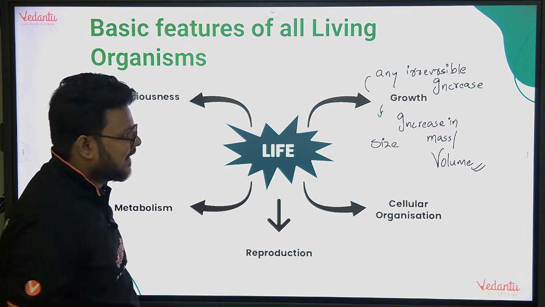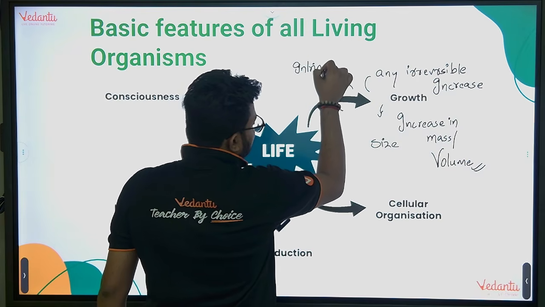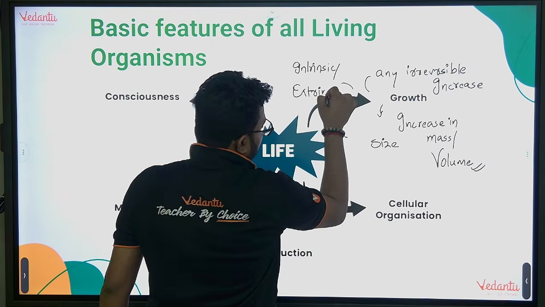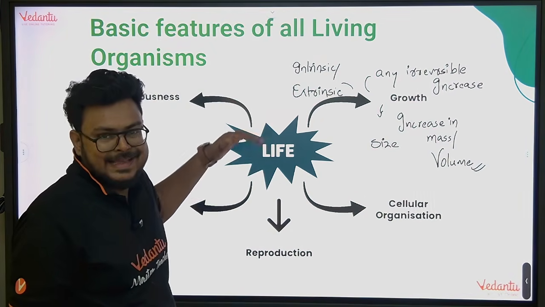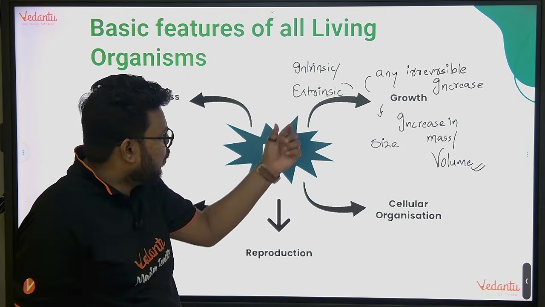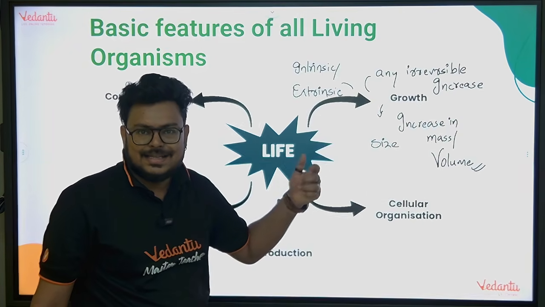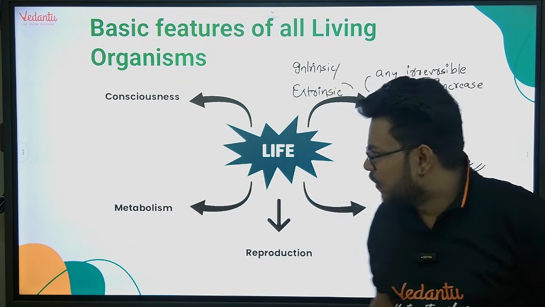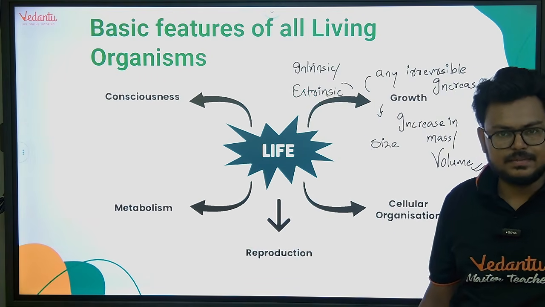Now, growth, guys, it can be of 2 types. It can be intrinsic, it can be extrinsic. Now, intrinsic means internal, extrinsic means external. When growth occurs from inside, that will be considered as what? Chief characteristic of living organism. If we talk about extrinsic growth, it is shown by our non-living organisms.